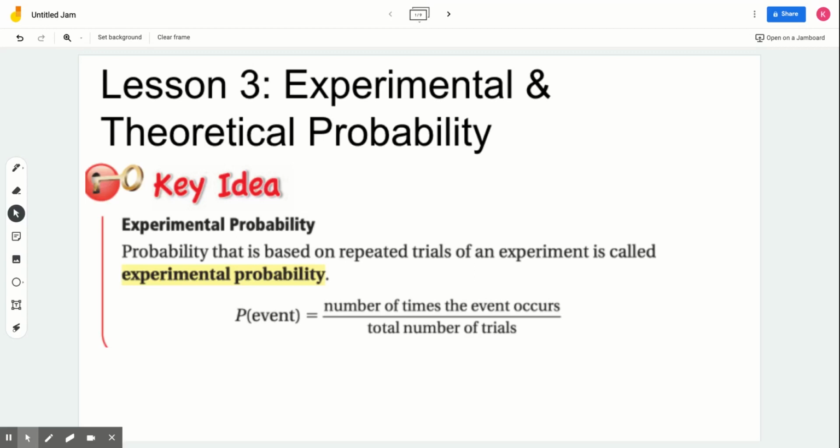Today's lesson is Lesson 3 in Chapter 15 for Advanced Math, or Chapter 10 in Regular Math, on experimental and theoretical probability. So experimental probability is the probability that is based on repeated trials of an experiment. So this is when you're actually trying something, or when something's actually being tried or experimented to see what will happen. So the probability of the event in experimental probability is the number of times the event occurs over the total number of trials, or the total number of tries that you had.